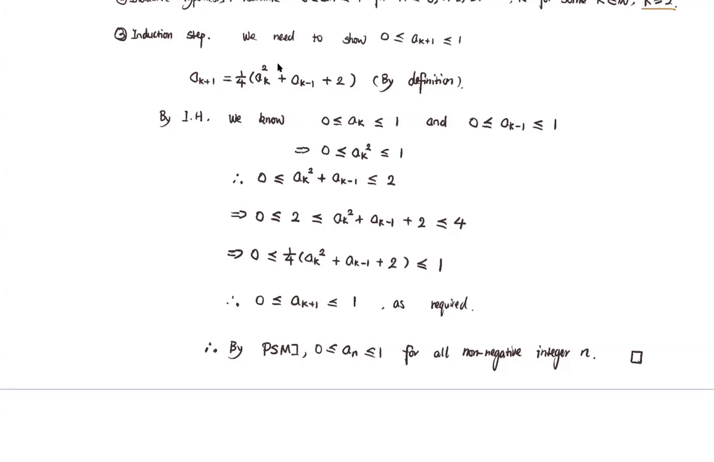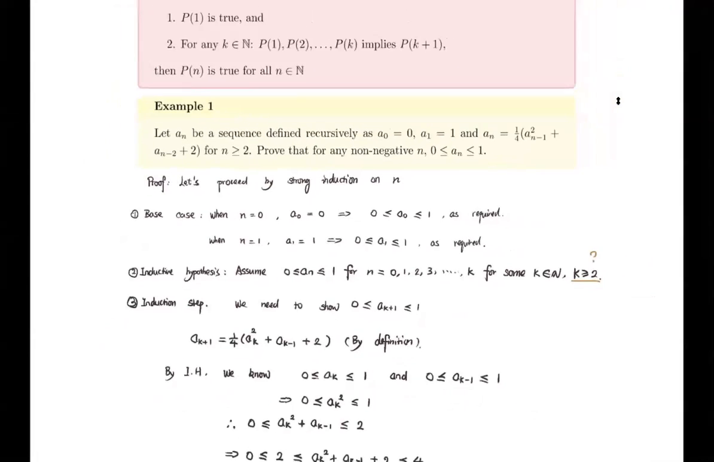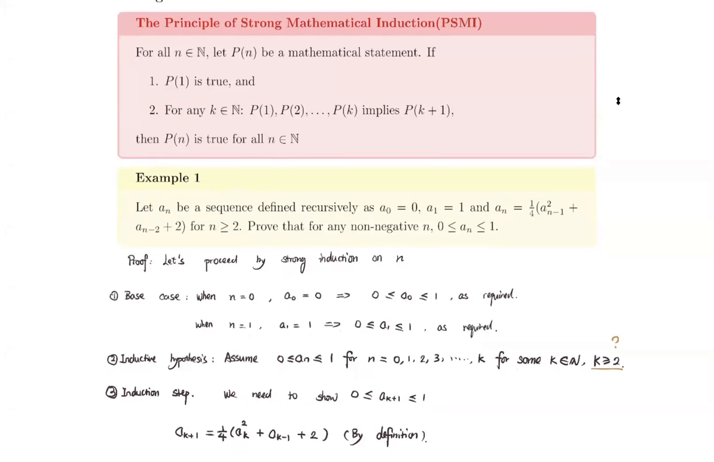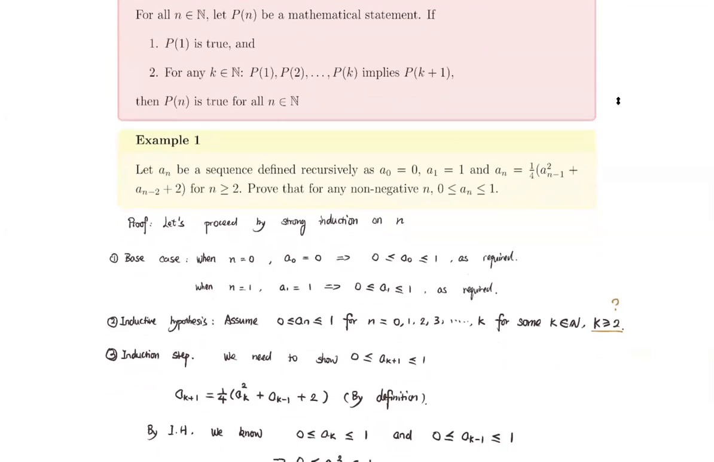How do I know what to prove for base case? Yes, I'm going to explain that now. If you look at the principle, your base case normally would be P1. But sometimes it's not P1. Sometimes it's not n equals 1. It's going to be the first few terms or first term of what you need to prove. In this case, because you need to prove that for any non-negative n.